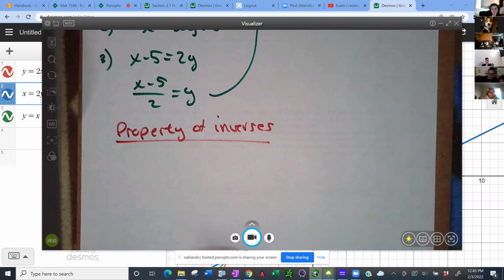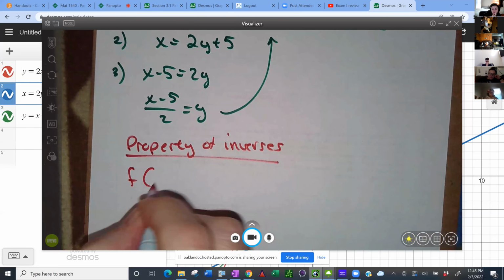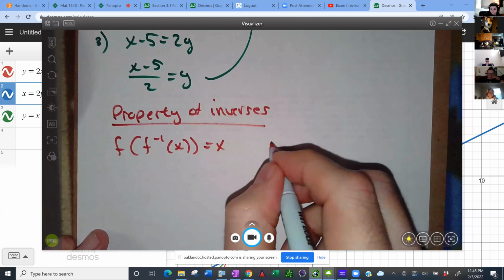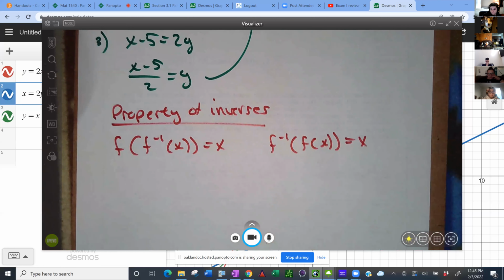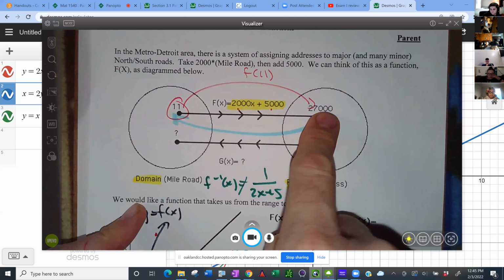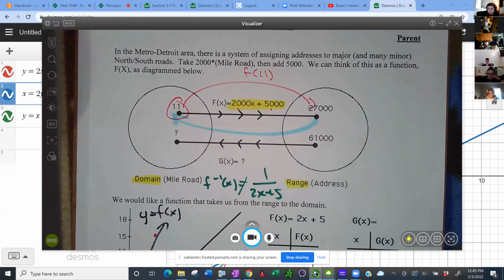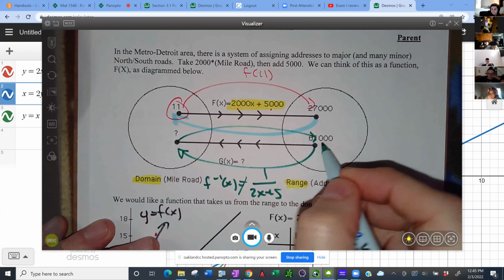Property of inverses says this: if I have a function and its inverse, then f of f inverse of x is x. Or f inverse of f of x is also x. Geometrically, what that's saying is that if you do a function of some value, you get to here. And then if you follow it up with the inverse function, you get back to where you started. Or if you wanted to start from here and do the inverse function and follow it up with a function, again, you're going to get back to where you started.